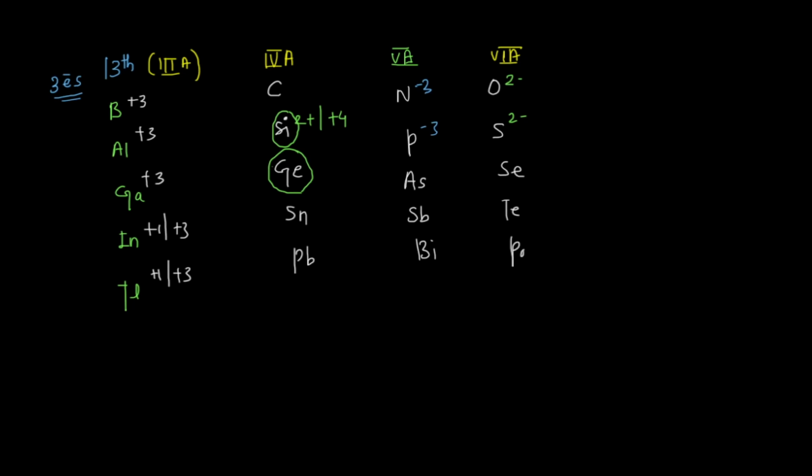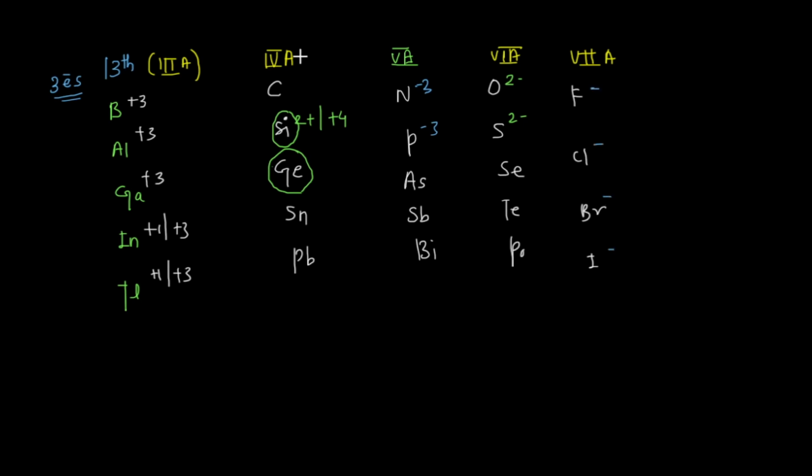Next we have 7th A group, that is the halogen family. These halogens are very important: fluorine, chlorine, bromine and iodine. These halogens like to form ions with -1 charges like this.